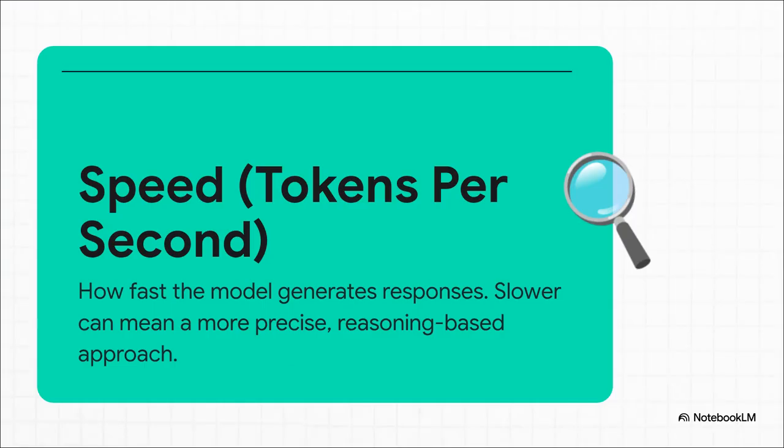First up is speed, and we measure this in tokens per second. It's pretty simple. How fast does the text appear on your screen? But, and this is a big but, slower isn't always a bad thing. Sometimes, a slower response just means the model is taking a second to think and follow a complex chain of reasoning to give you a much more thoughtful, well-structured answer.